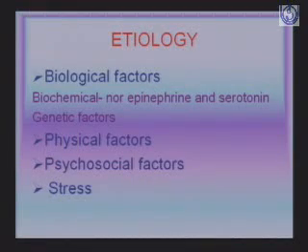Another factor is the genetic factor. It is found that manic depressive disorder runs in families. If one parent is suffering from an affective disorder, there are 25% chances that the children might have this disorder. But if both parents, mother and father, have an affective disorder, there are 50 to 75% chances that the children might suffer from an affective disorder.